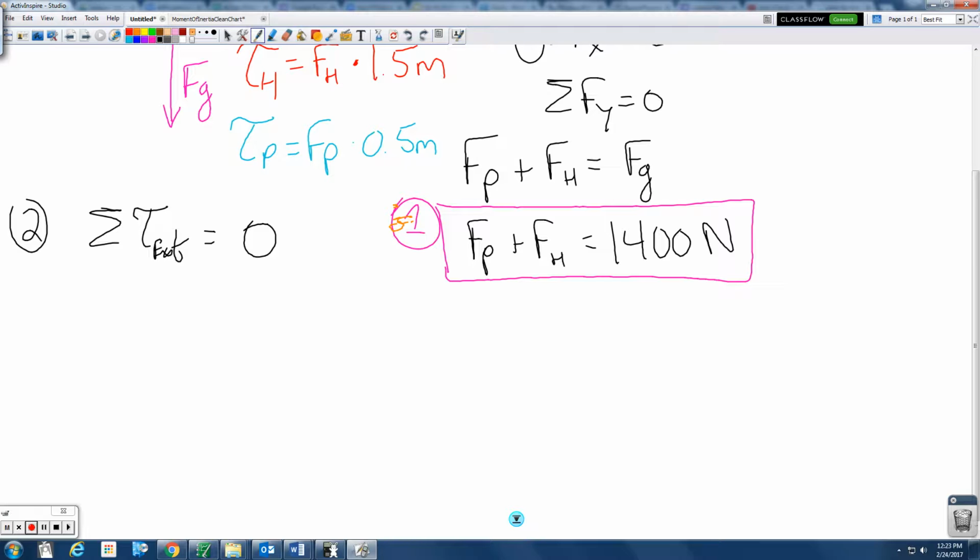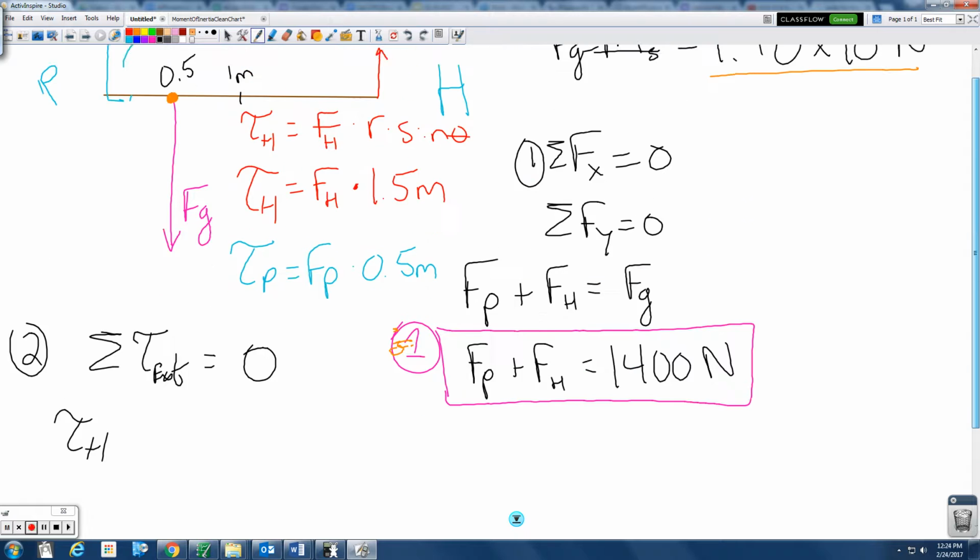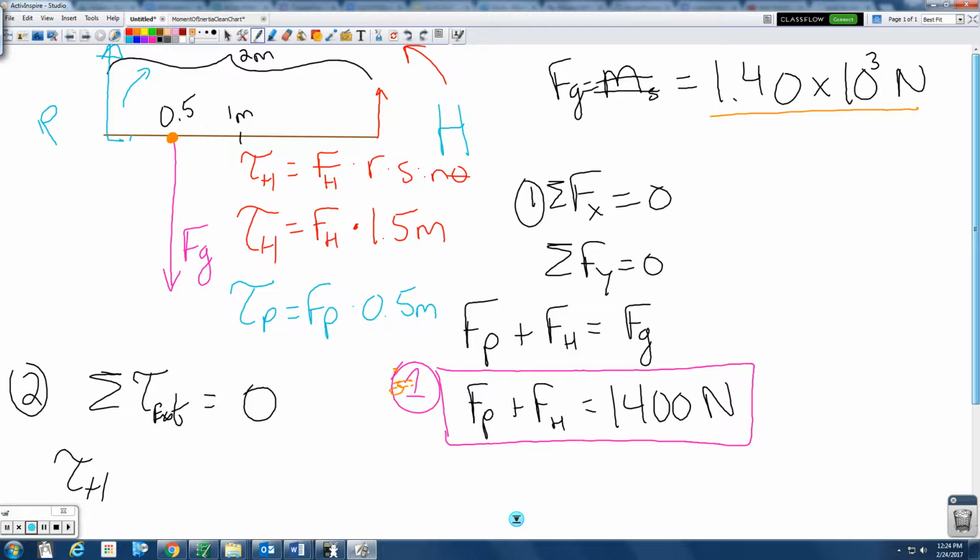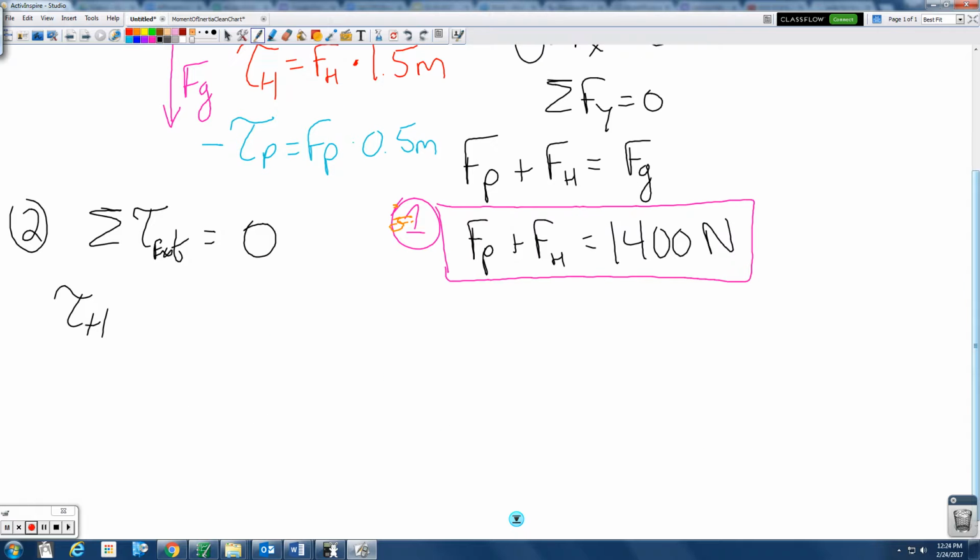So the sum of the external torques should equal 0. That's condition 2 of our dynamic equilibrium. So that means we should have a positive torque from Henry, because remember, Henry, the red one, is producing a counterclockwise torque, and the force of Paul is going to be a negative torque going the other direction. If the sum of all of the external torques adds up to 0, then I have the torque of Henry minus the torque from Paul must equal 0. Therefore, the torque of Henry must equal the torque of Paul.